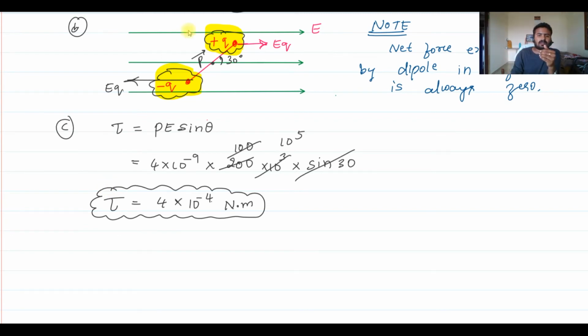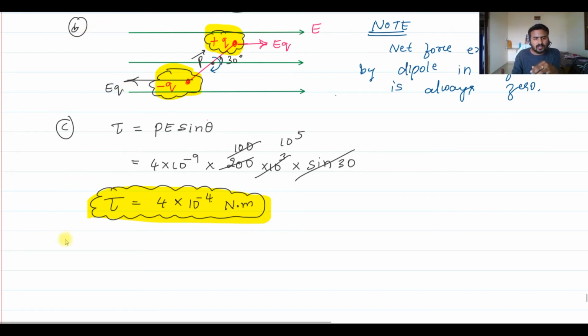All right. So because of this torque, this dipole will start rotating. Now if you look at the above diagram, it will obviously rotate in the clockwise direction, because the positive charge is experiencing force to the right, and the negative charge is experiencing force to the left.